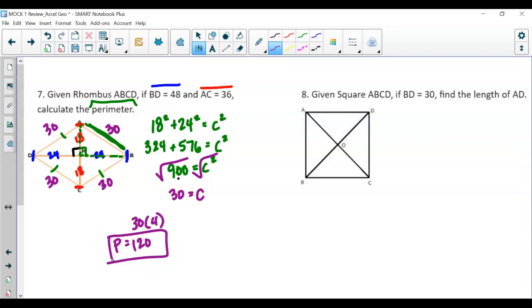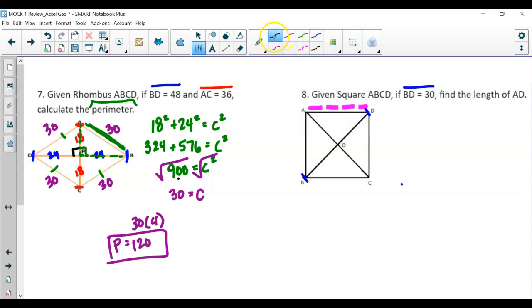Then for the square, we're given BD. This diagonal is 30. And that's it. We're looking for a side length, though, AD. So we are looking for this side length here, AD. That's our question.